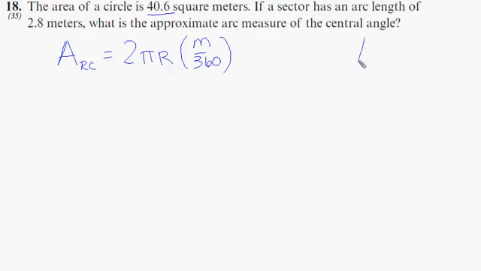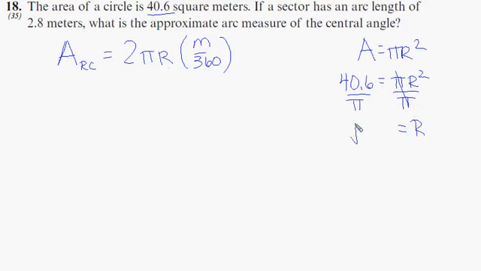Off to the side, A equals pi r squared. So we know our area is 40.6 equals pi r squared. Divide both sides by pi. So now we need to get r by itself. We have r equals, essentially, 40.6 divided by pi. I'm just going to leave it just like that. It's perfectly fine to plug into our equation just like that.